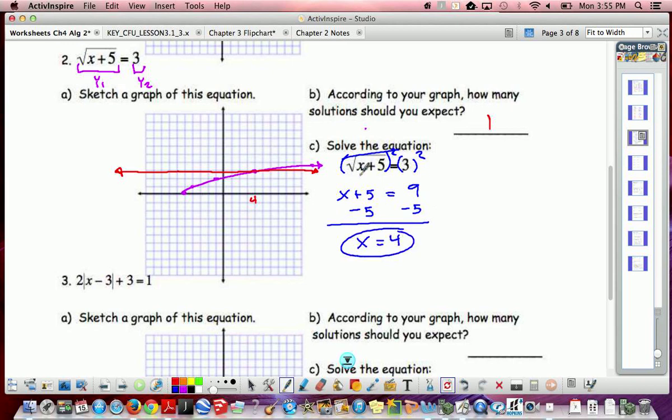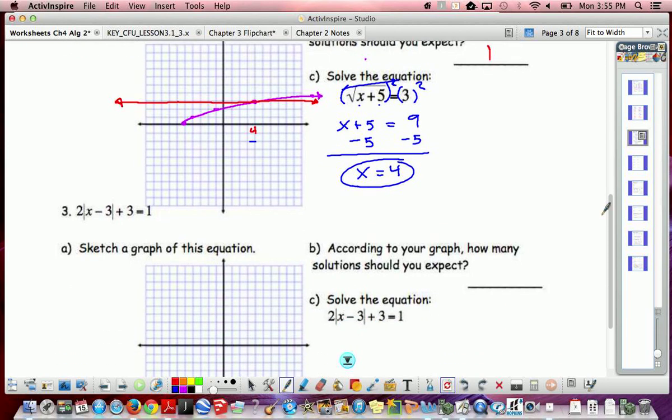Double check. 4 plus 5 is 9. Square root of 9 is 3. Matches up with my graph. It looked like it was at 4. So it looks good to go.